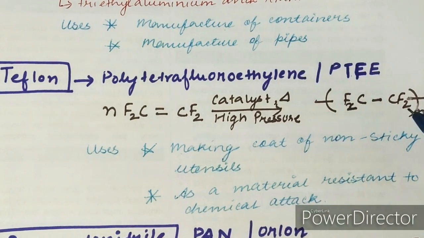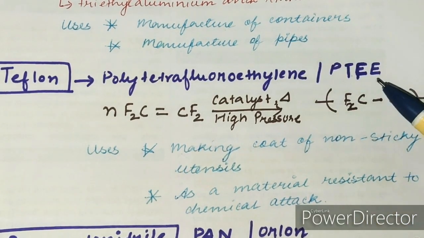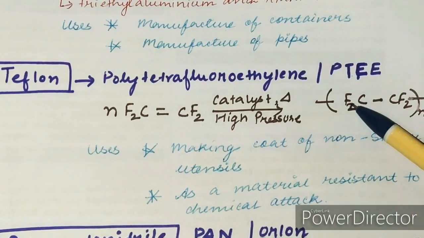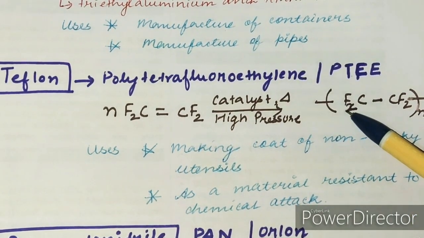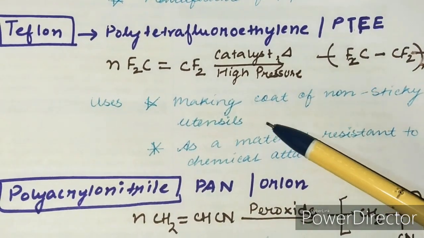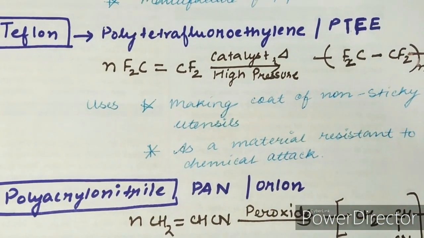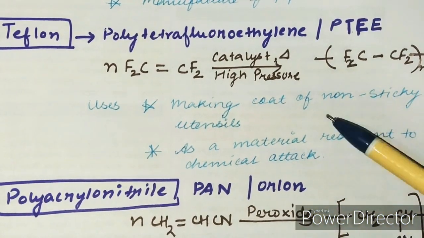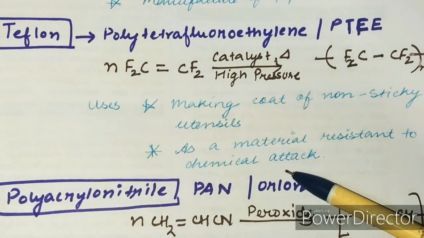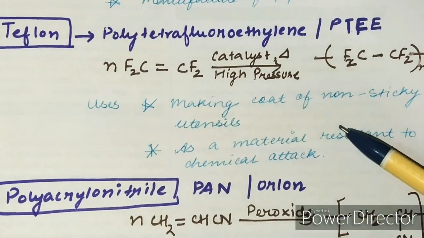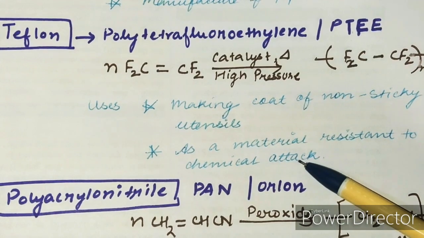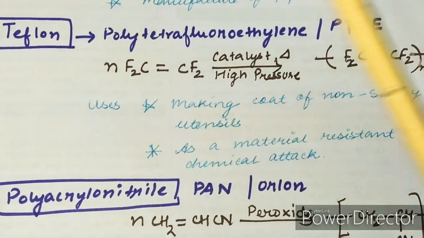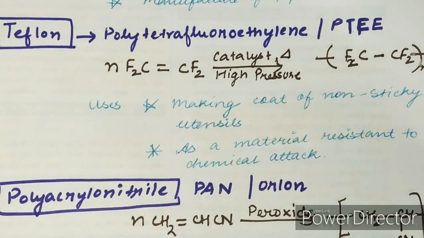It is the same as the LDP and HDP, isn't it? Only the atoms are different here. Instead of hydrogen, here you will get F, fluorine. And its uses are for making non-sticky utensils, as a material resistant to chemical attack. So Teflon can be used as a container where you don't want a chemical reaction to occur with the container or the polymer, and if you don't want heat to affect the container, then you can use the Teflon polymer for making the same.